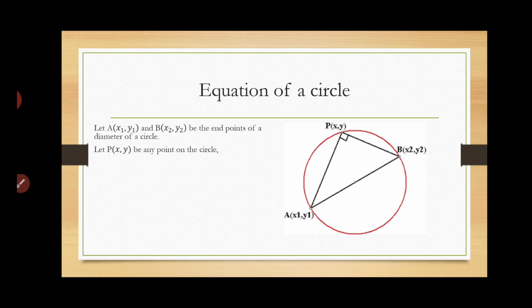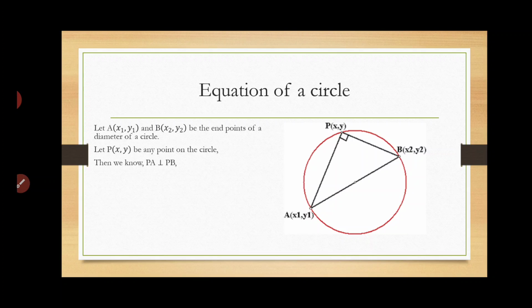So A and B are the coordinates of the endpoints of the diameter, and P is any point on the circle. Now we know that there is a very popular theorem of circle that angle in a semicircle is a right angle. That means if I have a diameter and I join the endpoints of a diameter to any point on the circle, then the angle made by that point is always a right angle or 90 degrees. So that means AP and BP are perpendicular to each other, right? So therefore the slope of AP times slope of BP should be -1.